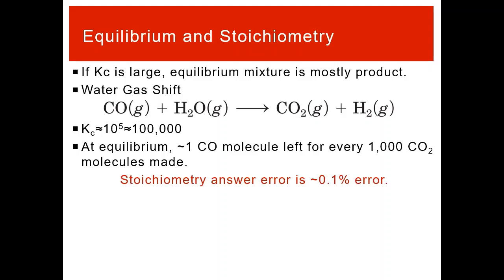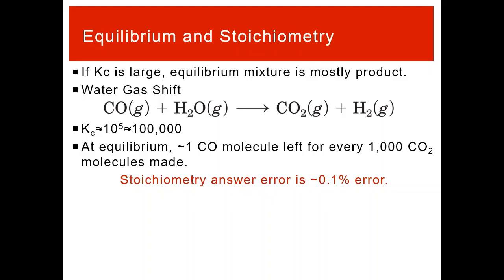And so what that means is our stoichiometry answer has an error of about 0.1%. Not that bad. Again, not that big a deal. Generally, if you, say, put in 10 grams of CO and you want to figure out the mass of CO2 you get, you'll be fine using stoichiometry because it's going to be really close to the correct answer.